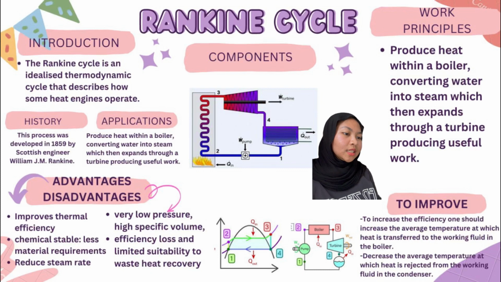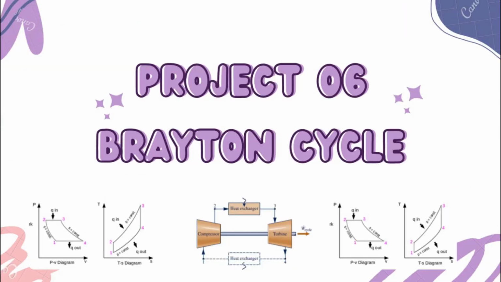So we can see a cycle diagram. To improve the Rankine cycle and increase the efficiency, one should increase the average temperature at which heat is transferred to the working fluid in the boiler. We can also decrease the average temperature at which heat is rejected from the working fluid in the condenser.